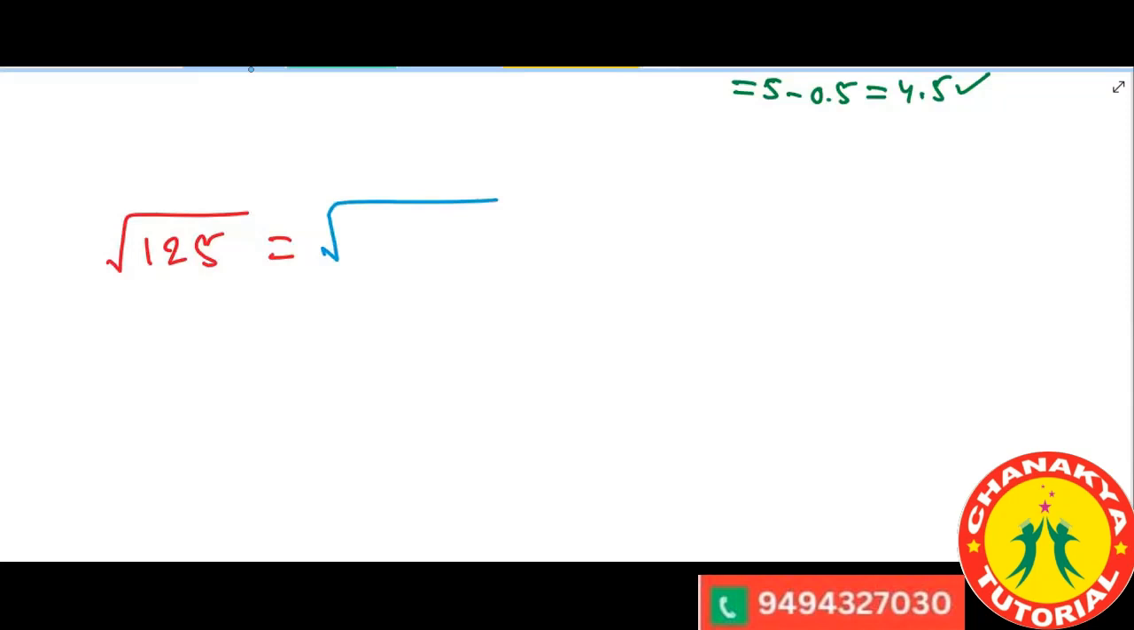So one minute. A square number plus or minus something. What is the nearest square number? So 121. Plus, then 4. Plus 4.